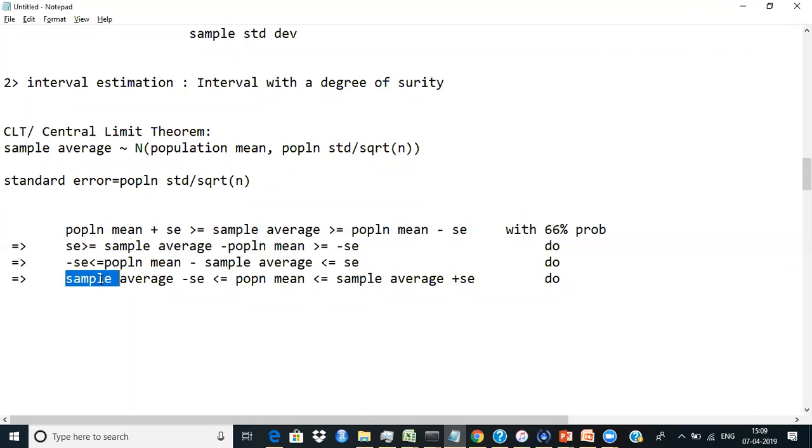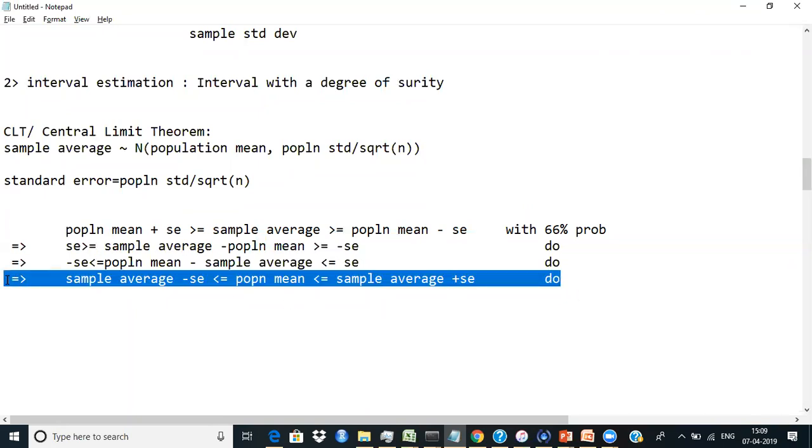Okay, so this is the way by which you can give an interval estimate of the population mean. An interval estimate of central tendency does not exist. Whenever we talk about interval estimate, we will only be talking about the interval estimate of the population mean, and this is how you can give it.